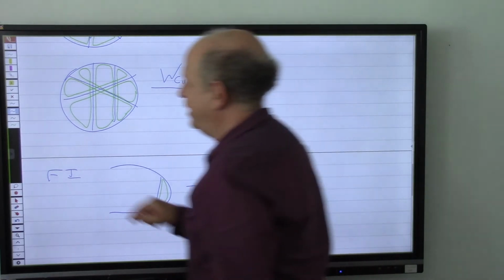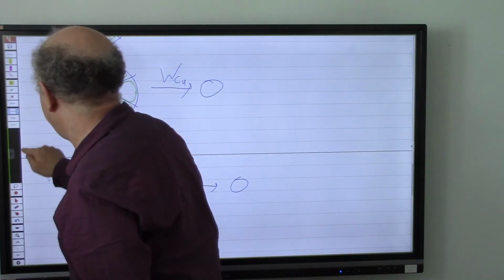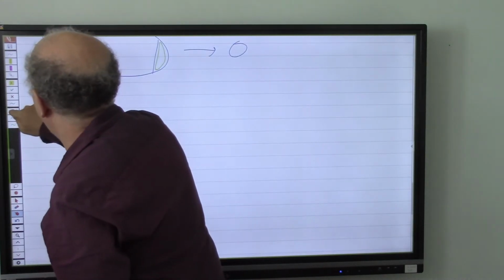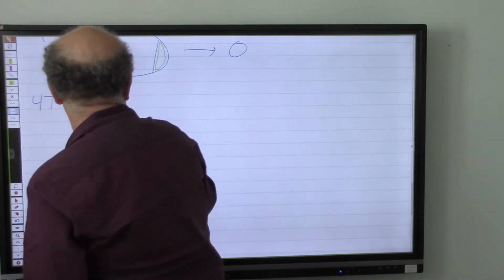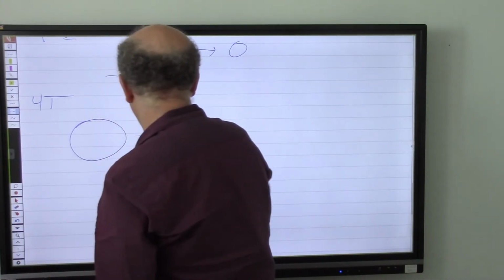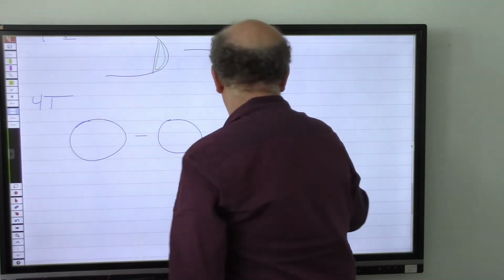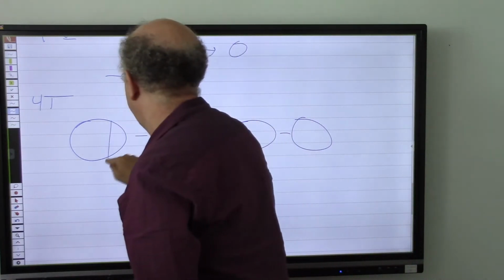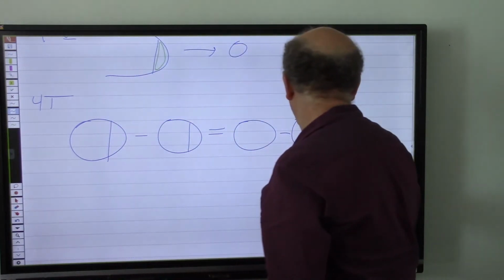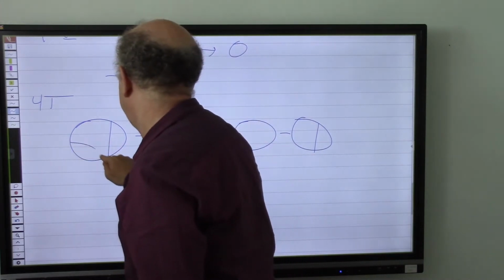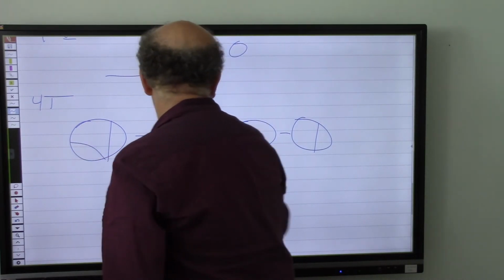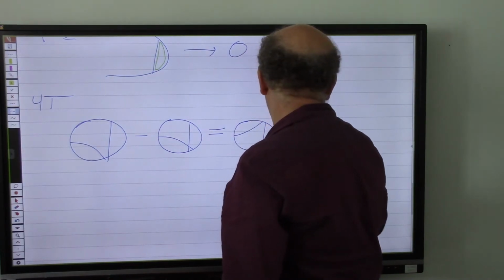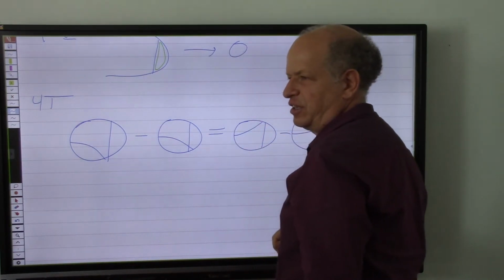Okay? And what about the 4T relation? So now I have to draw it. The 4T relation says this minus this is equal to that minus that. All of them have a chord in the same place, and another chord that trades places.